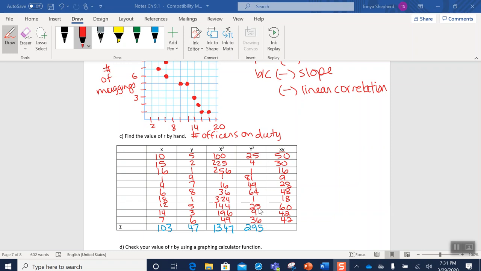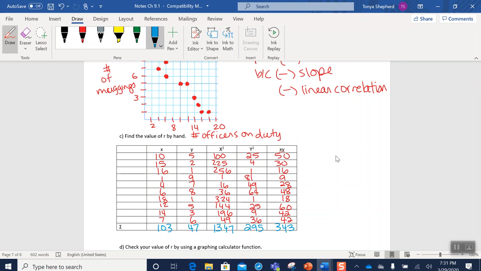And I get 343 for that sum. Oops. Switch pens. 343. Okay, so now what we need to do once we have all of those sums is we need to go ahead and use our formula to come up with our value for r.